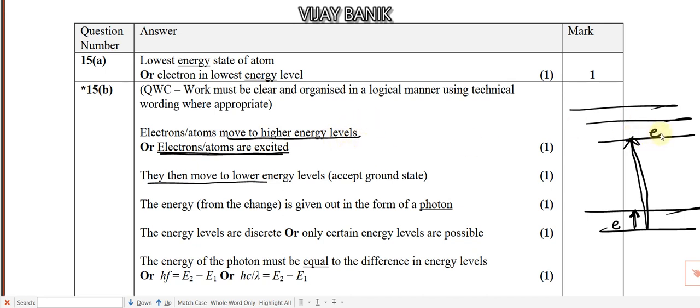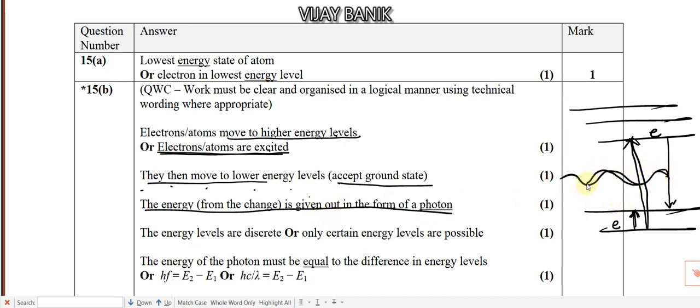After they go to higher energy levels, they come down to their lower energy levels, and when they come down to lower energy levels, they emit photons. You have to say the energy is given out in the form of photons. So you have to learn this. Electrons, when they are excited, go to higher energy levels, then they move to lower energy levels. You can even say they come to ground state, and when they're coming to ground state, they lose energy in the form of photons. Okay, now the energy levels are discrete, or only certain energy levels are possible.